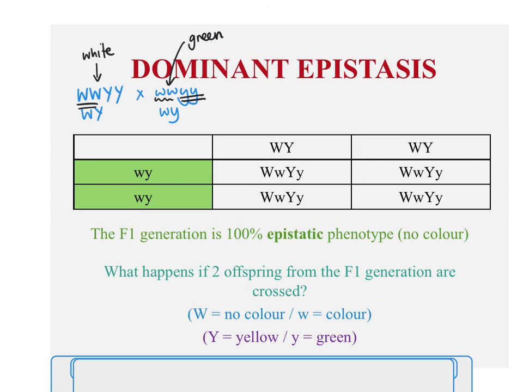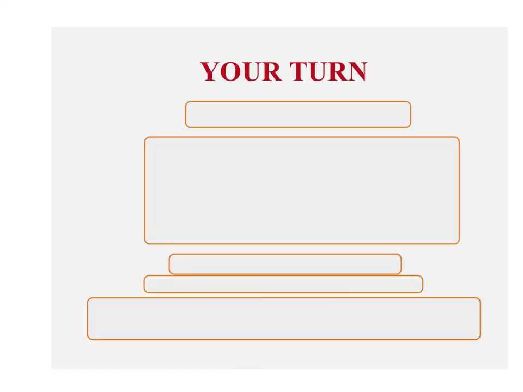And then have another go, as we did last time. What happens if we've got two of the offspring from this cross? So I'll highlight those for you. Any of these two cross together. So pause again, do me a nice big Punnett square. Tell me the F2 phenotypic ratio. Pause and play again when you're ready.